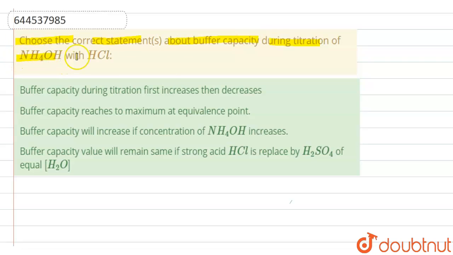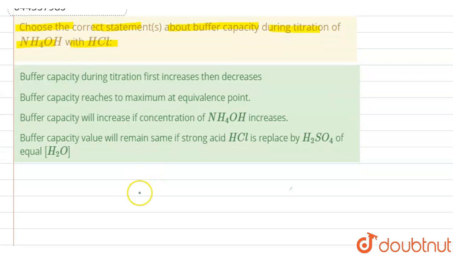Hello everyone, in this question, choose the correct statement about buffer capacity during the titration of NH4OH, ammonium hydroxide, with HCl, hydrochloric acid. So here, in this case, we have ammonium hydroxide. It is a weak base, and here we have HCl, it is a very strong acid. Both will react and it will give NH4Cl, ammonium chloride. Along with it, it will give H2O.